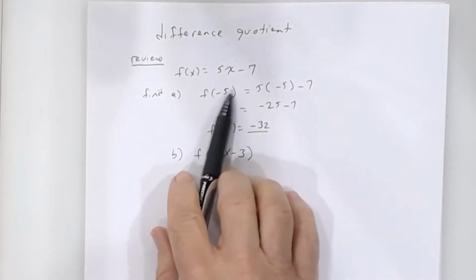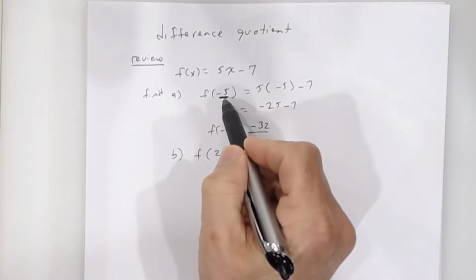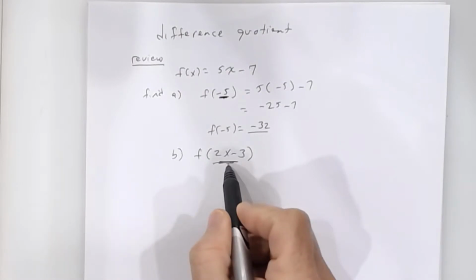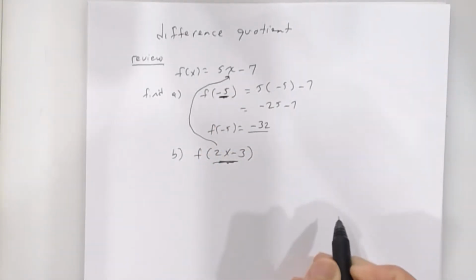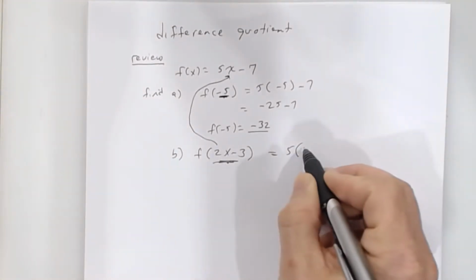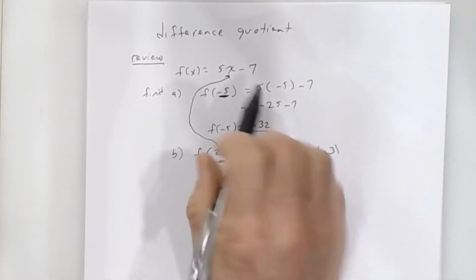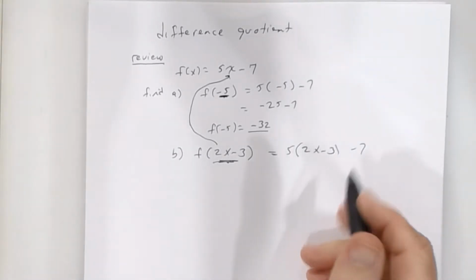But again, just like we did the 5, wherever I saw the variable x, I substituted what was inside that parentheses. Negative 5. Here, what's inside that parentheses? 2x minus 3. So wherever I see the variable x, I'm going to substitute 2x minus 3. So I get 5 times what? 2x minus 3. Notice a parentheses. And then I'm going to subtract what? Minus 7.